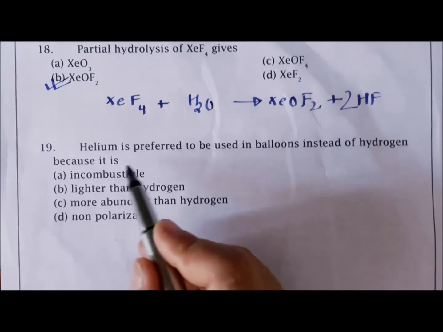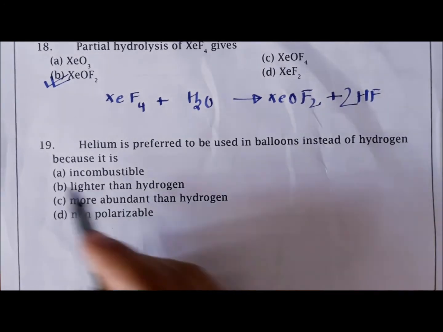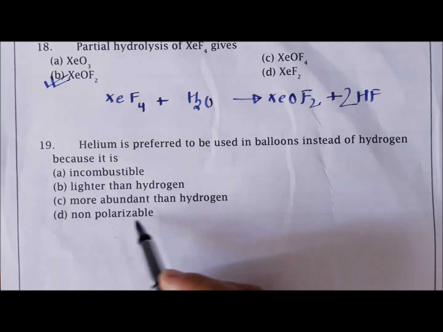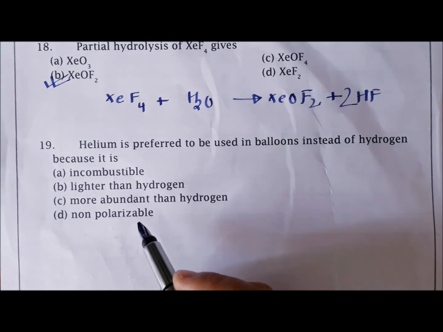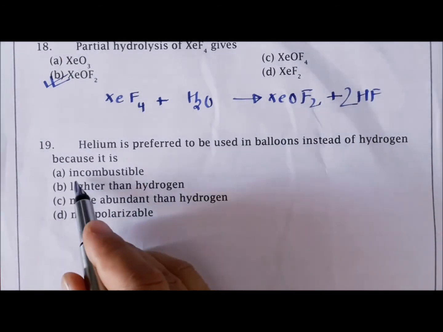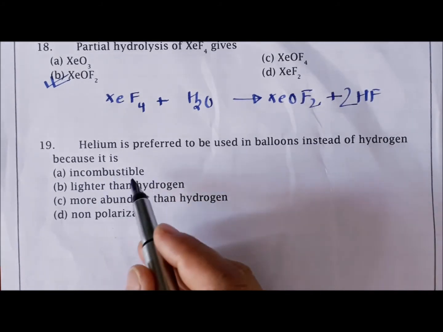Next question. Helium is preferred for use in balloons instead of hydrogen because it is incombustible, lighter than hydrogen, more abundant than hydrogen, or non-polarizable. The most appropriate answer for this question is incombustible. It is non-flammable, because of this.